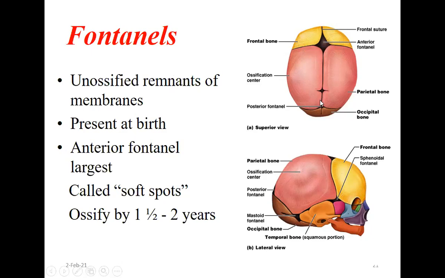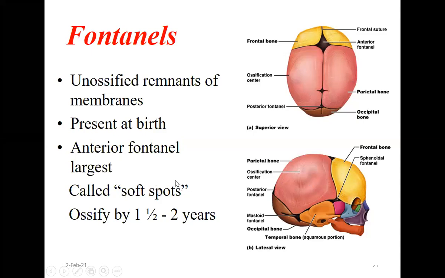The other fontanel, if you see here, is called the posterior fontanel. Then we have the sphenoidal fontanel here. Then we have the mastoid fontanel. All these are important fontanels, but the most important is the anterior fontanel. Why? Because it is the largest and it is called the soft spot.